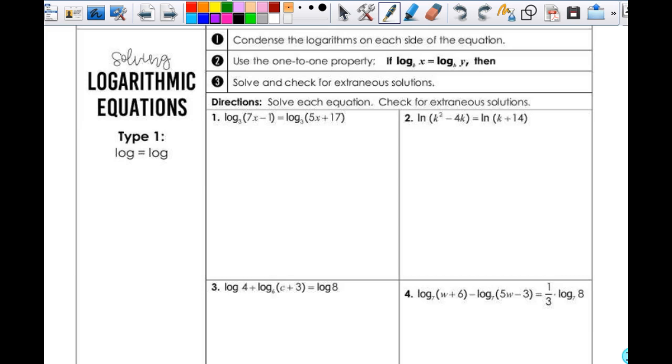And then once you have a single log on either side, just like yesterday you had to have a single exponential on either side, then you can use the one-to-one property, which says log base b of x equals log base b of y. Notice the bases are the same. If that's true, then x equals y. Okay? So then we solve them once we can take it out of the log. And then here's an extra piece that didn't happen with exponentials, and it is check for extraneous solutions.